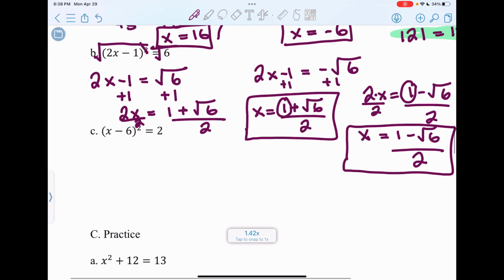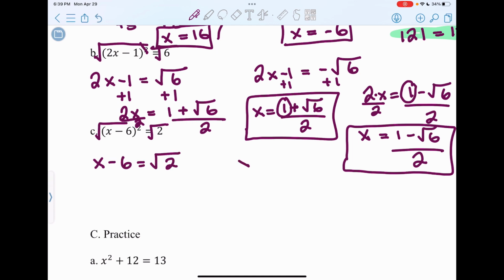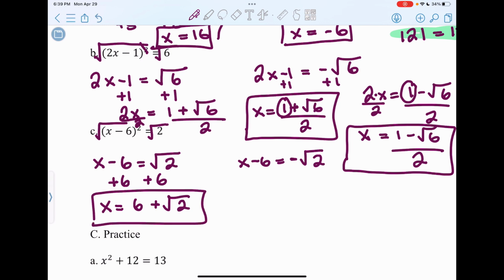Let's try this one more time. I'm going to get rid of the square by taking the square root of both sides. So I have x minus 6 is equal to positive radical 2, and x minus 6 equals negative radical 2. To get rid of subtracting 6, I add 6 to both sides. So I get x equals 6 plus radical 2. That is one x-intercept. And then for the other one, I also add 6 to both sides. And I will get 6 minus radical 2 because of that minus in front.